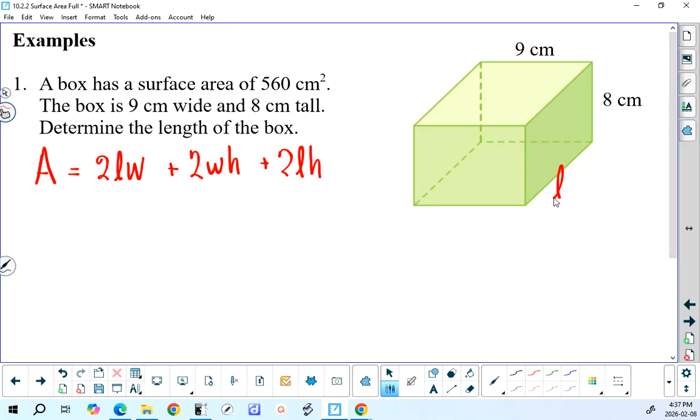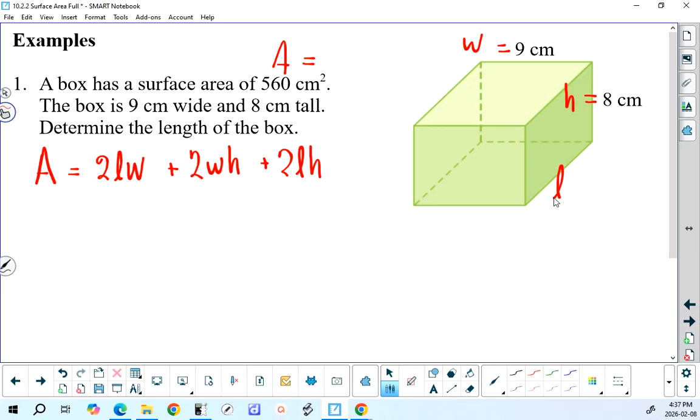Now what I'm about to teach you is a process that happens over lessons and years: how to get better and better at solving equations. In this equation, we do not know L, but we know the height and we know the width. We also know the surface area.